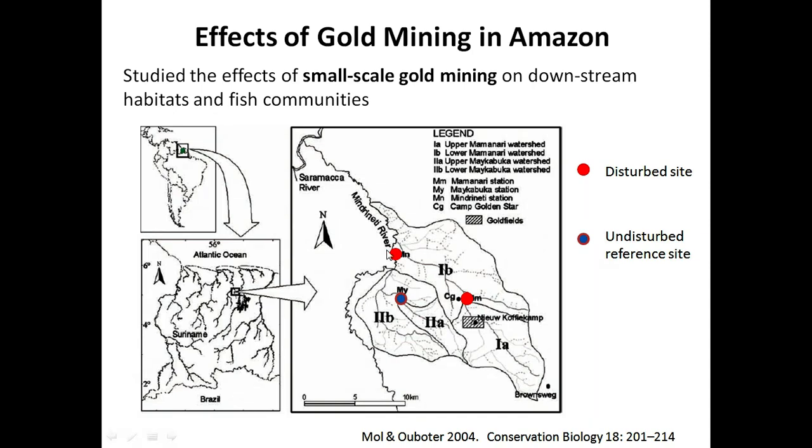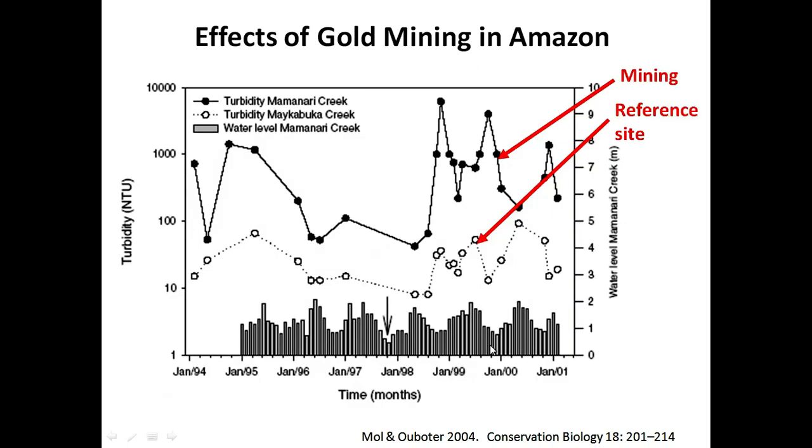So in this map, the red dots are disturbed sites, mainly because of gold mining, and this blue dot is our reference site, which is undisturbed. And we are going to be comparing various biological characteristics between these disturbed sites and undisturbed sites. The first one is the turbidity. Turbidity is the amount of suspended solids in water. So when the turbidity is high, the water looks muddy.